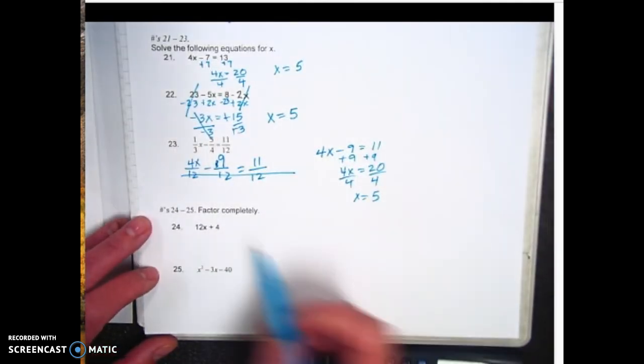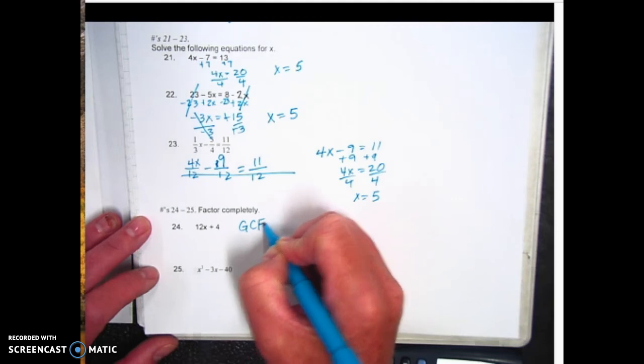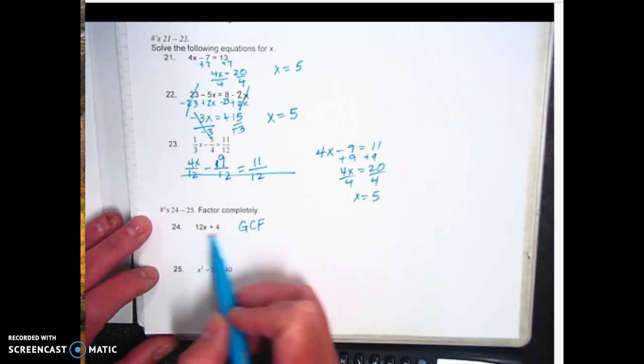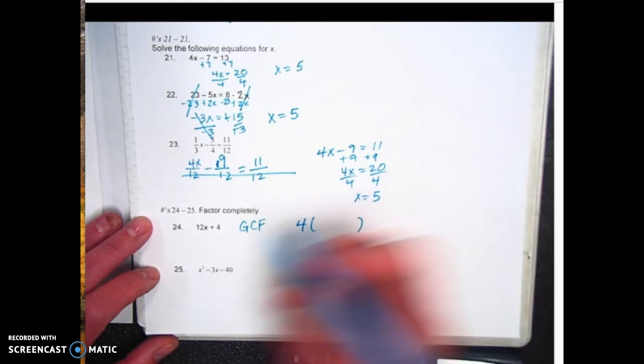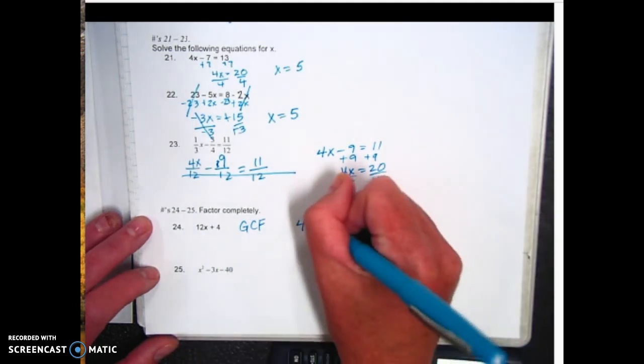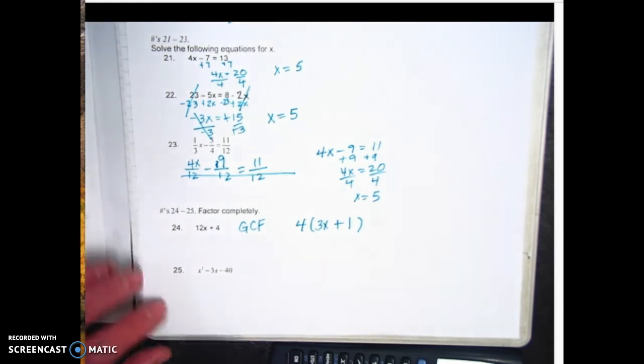Jumping now to 24, we want to completely factor. The first thing you want to look for is the GCF, greatest common factor. I can see that a 4 goes into both of those, so I'm going to factor out a 4 and draw my set of parentheses for my binomial. I know that 4 times 3x gets me to 12x, and 4 times 1 gets me to 4.